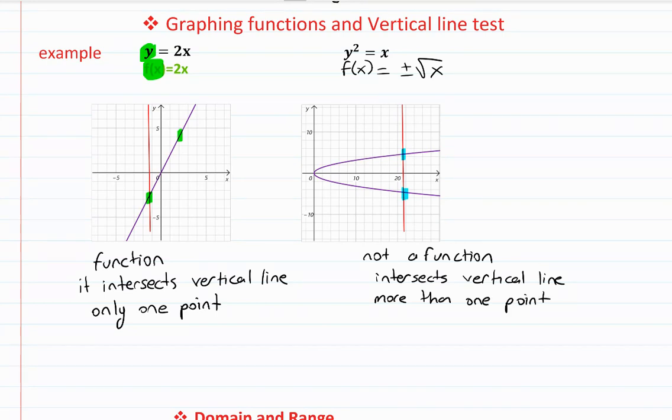Okay, so let's move this vertical line, let's say I will put it here. We will see again it's intersecting 2 points everywhere. Okay, it's easy. Just put a vertical line on the function and see how many points it's intersecting.